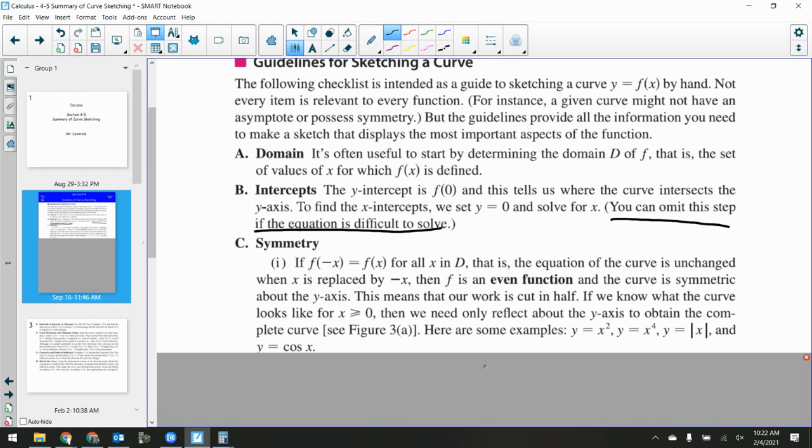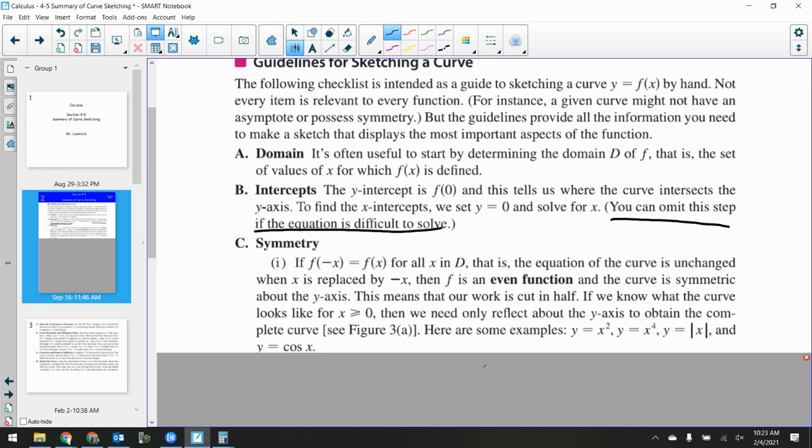Symmetry. Now, symmetry is one of those things that I don't think is too important. If it's even, then obviously it's going to reflect over the axis. If it's even, that tells me a lot. But if it's odd, I'm not going to try to rotate it 180 degrees. So if it's even, that's a really important piece of information.